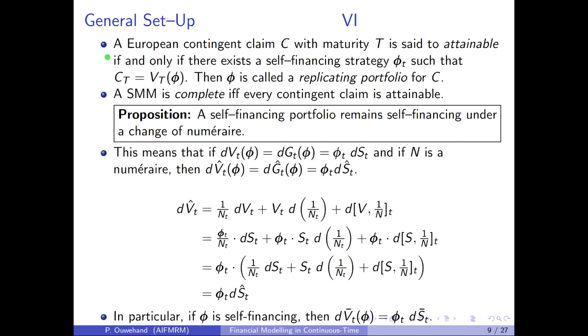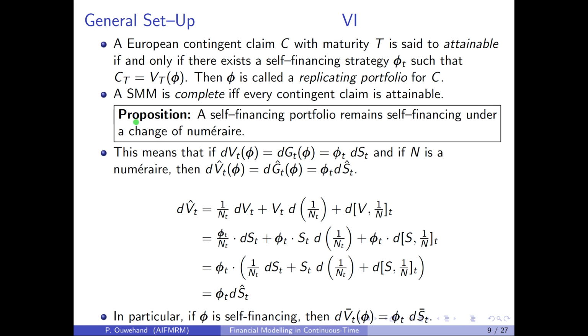As in discrete time, we say that a European-style contingent claim C with maturity capital T is attainable if and only if there exists a self-financing strategy phi with the property that the value of the claim at the terminal time T, in other words the payoff, is equal to the value of the portfolio at that time. In that case, phi is called the replicating portfolio for the claim C. We also say that a securities market model is complete if and only if every contingent claim is attainable. In other words, if and only if for every F T measurable random variable we can find such a portfolio.